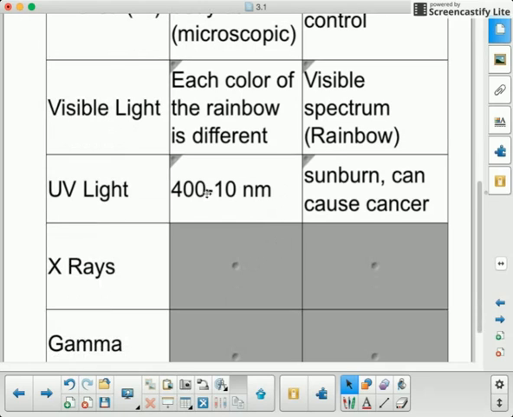Some animals, like bees, can see ultraviolet light. We'll look at some pictures here in a minute.